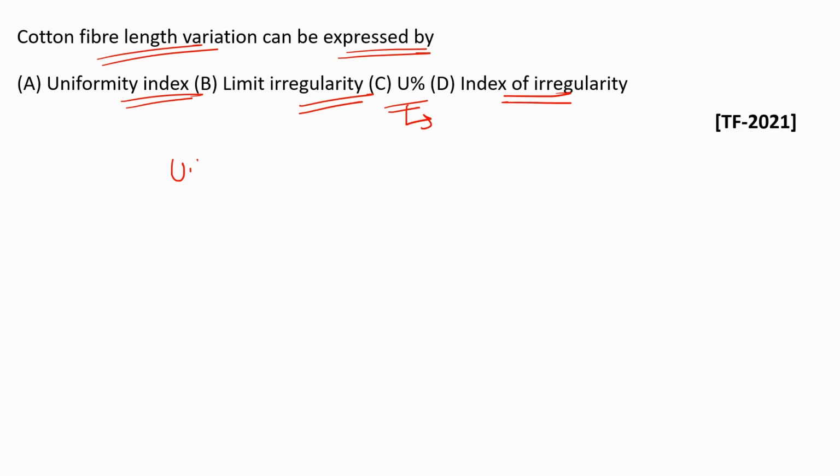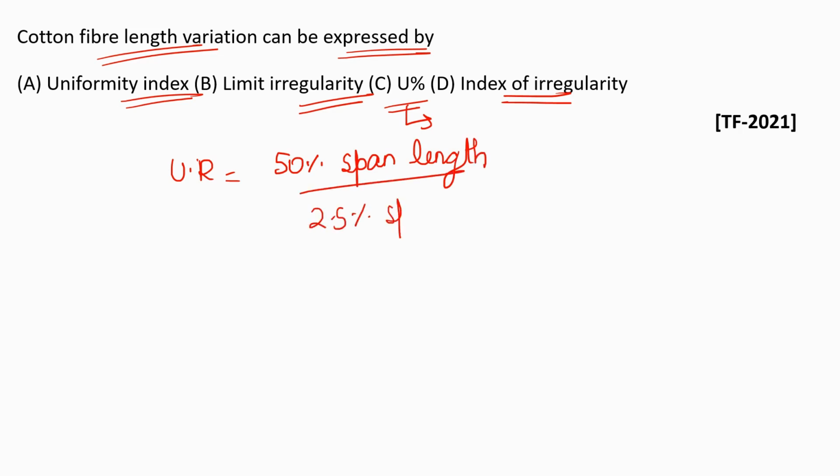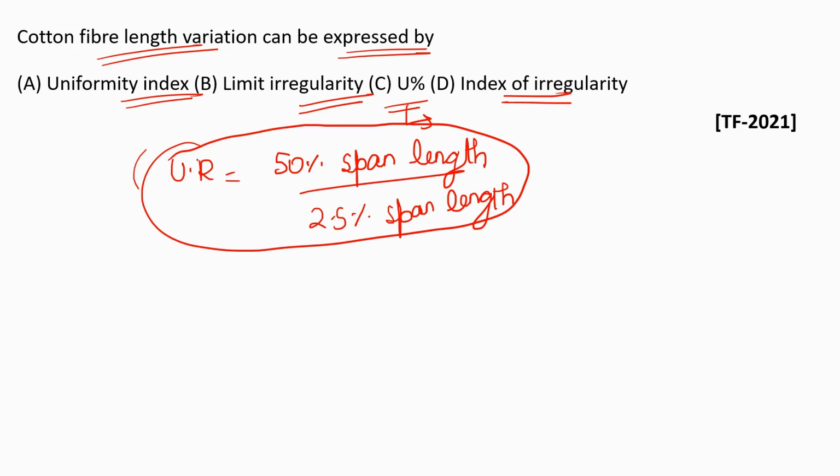So what is uniformity ratio or uniformity index? Basically uniformity ratio is the 50% span length upon 2.5% span length. This is the formula for uniformity ratio. The variation is represented by this ratio, known as uniformity ratio, and the entire variation is represented by uniformity index. So option A, uniformity index, is the correct answer.